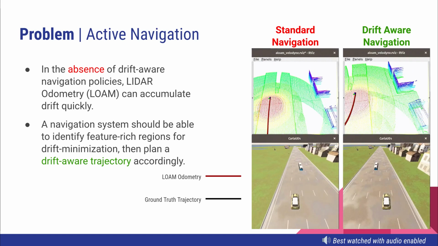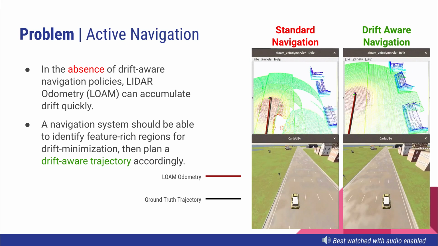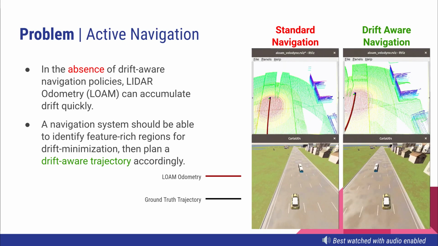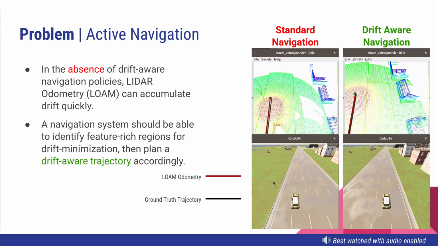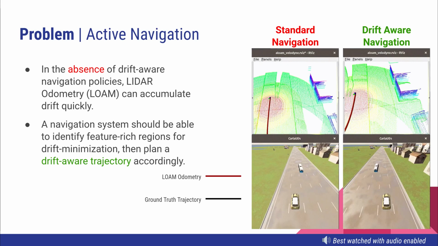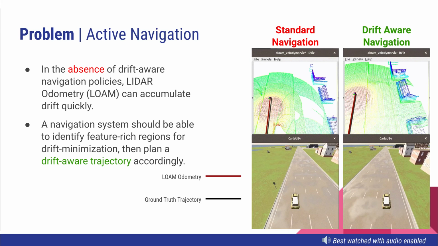In active navigation, the robot's navigation stack should come up with trajectories that solve for both goal reaching and drift minimization simultaneously. This results in trajectories that are perception and drift aware as well as capable of reaching the goal.